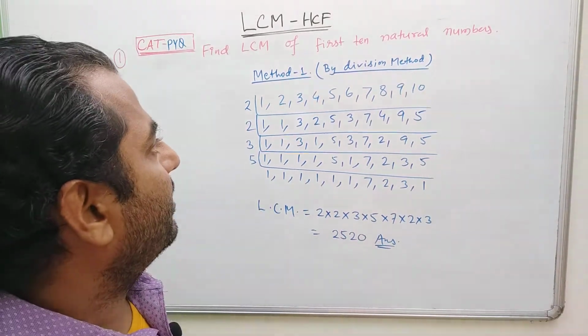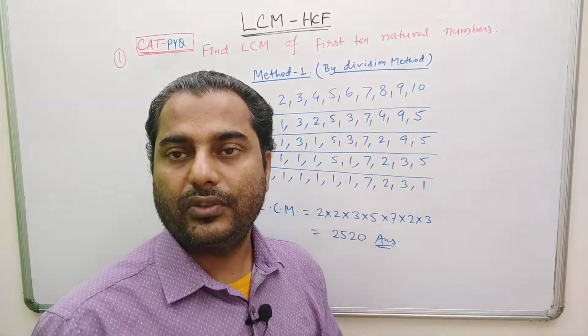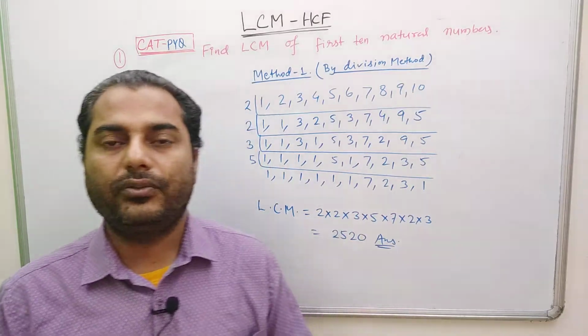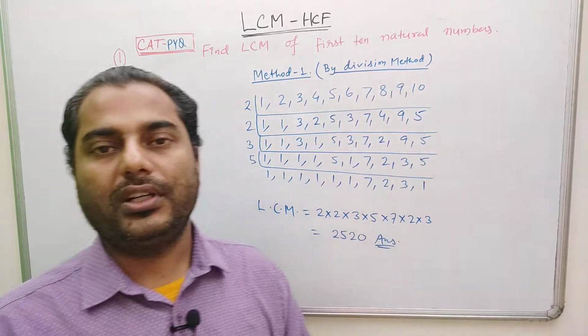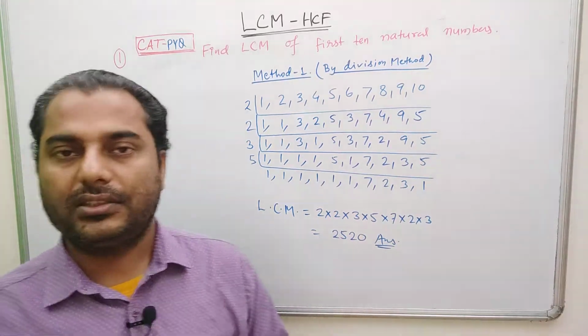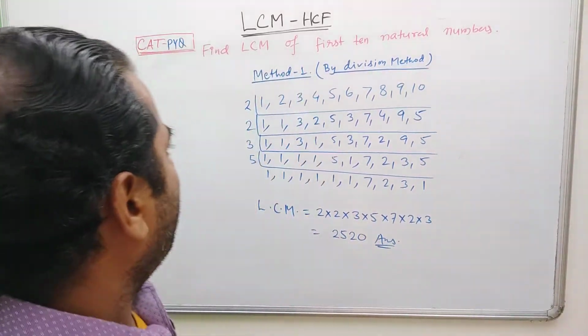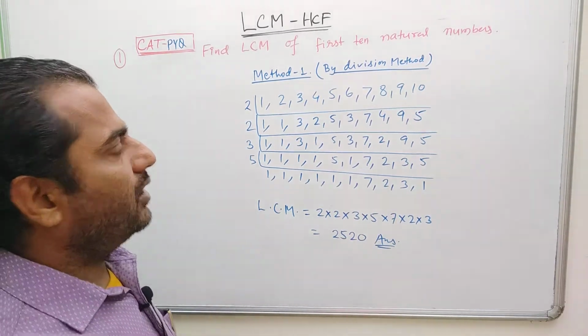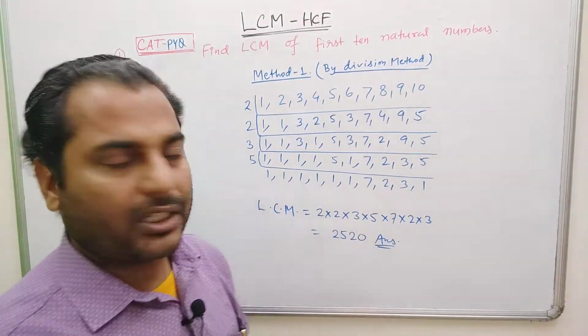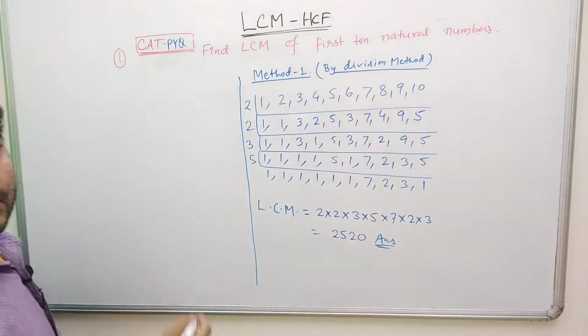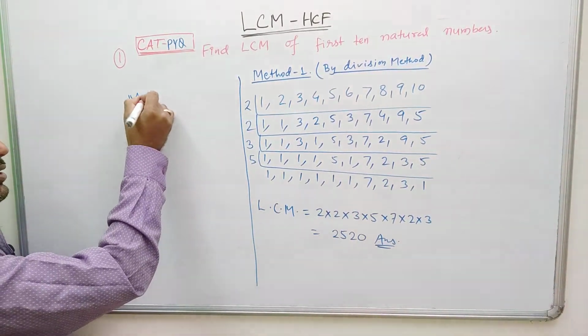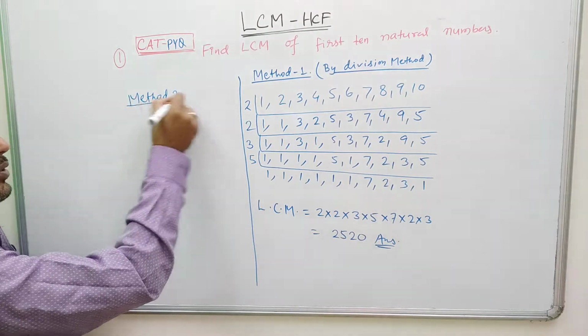That is why, in CAT, where timing is also a factor, we all know that in any competitive exam like CAT, two things are very important: one is accuracy and the other is speed. So how can we solve this question in a very different, or you can say smart, method? Let us discuss that. Now I am going to discuss method 2.